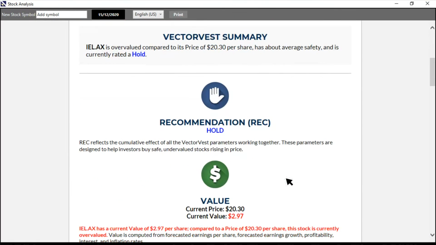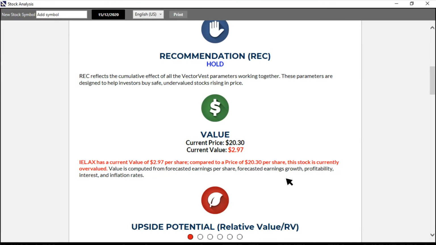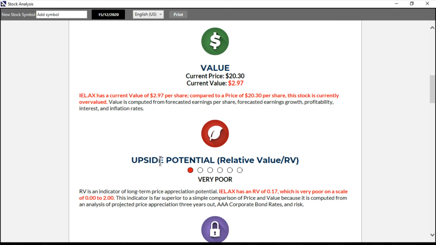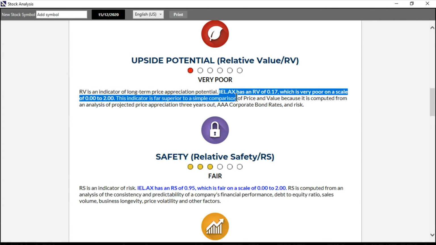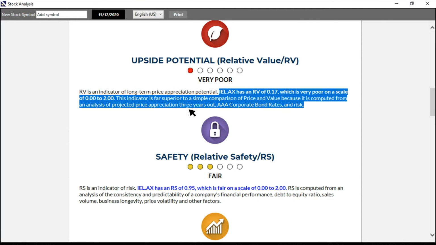All right, and then if I scroll down here, you'll get the definitions. All right, so RV, look at this very poor red dot there. All right, saying be careful. RV is an indicator of long-term price appreciation potential. IEL has an RV of 0.17, which is very poor. This indicator is far superior to a simple comparison of price and value because it's computed from the analysis of projected price appreciation 3 years out. It looks at things like AAA corporate bond rates and risk.